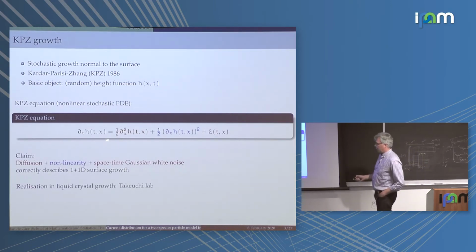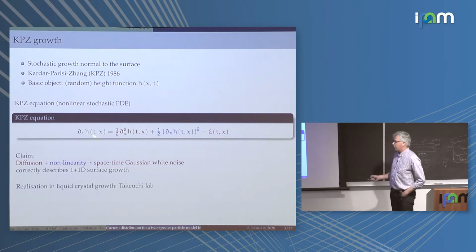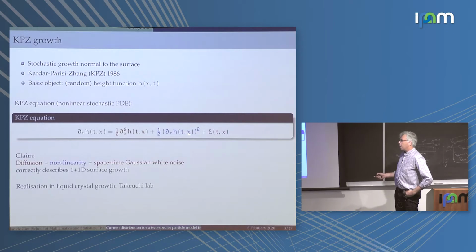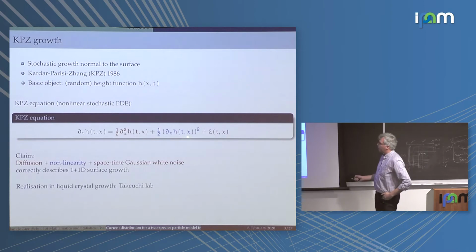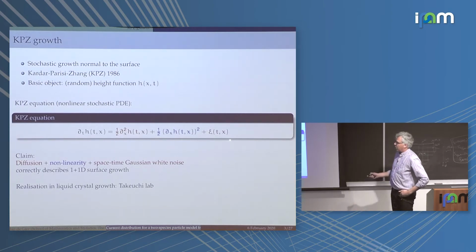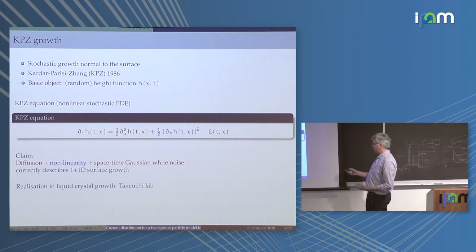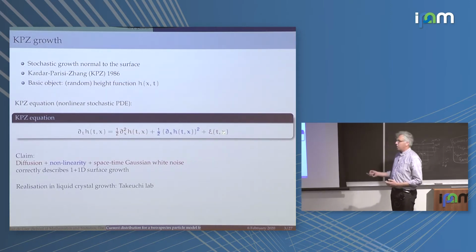So basically you have a heat-type equation where the rate of change of the height of the surface that you're growing has a diffusive component, and then it has this nonlinear component which corresponds to the growth normal to the surface. So when particles adsorb, there's a normal direction. That leads to this term. And then you add Gaussian white noise in space-time. This is necessary to correctly describe the fluctuations in the physical system.